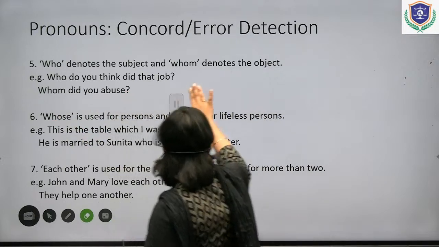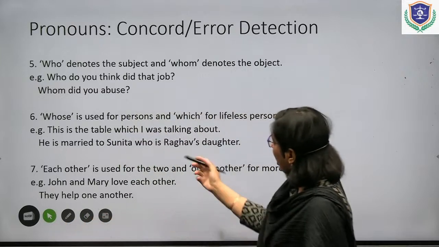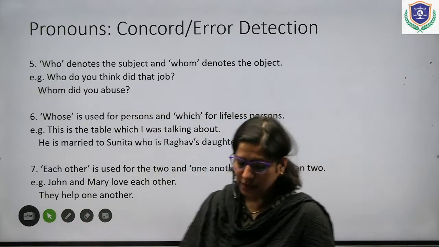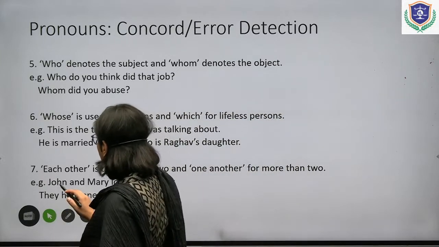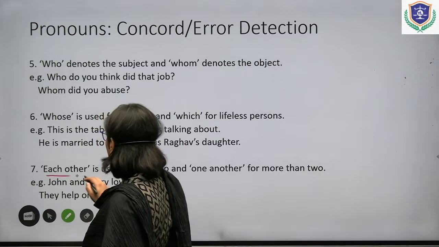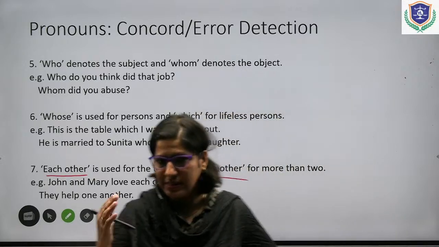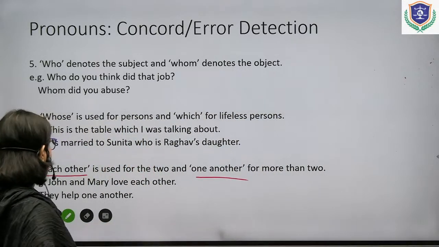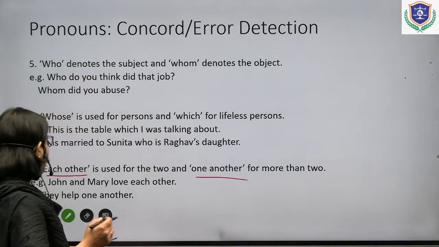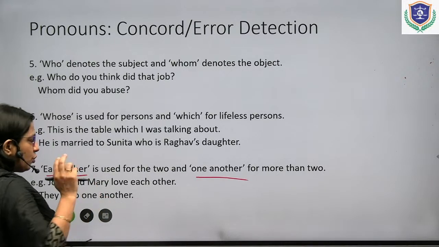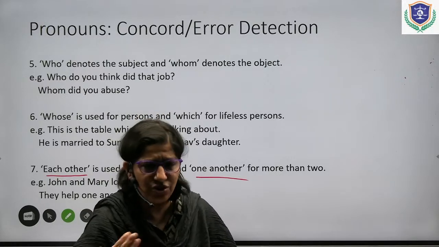This is again something important which you must look at. Let's start with the last one first. We have two words here: each other and one another. When there are two people involved, it's each other. When there are more than two people involved, it is one another. So if I say John and Mary, two people involved, they don't love one another, but they love each other.